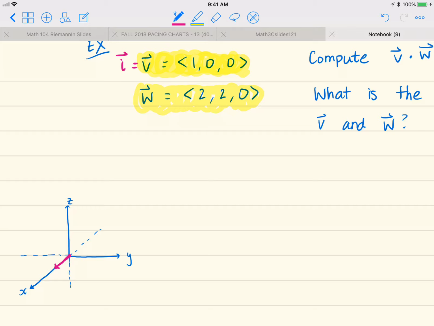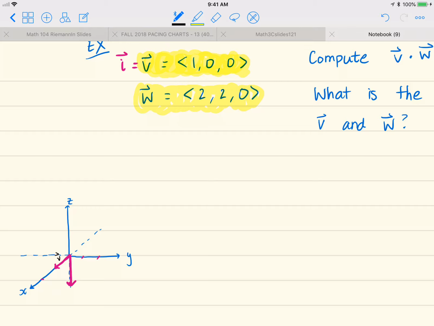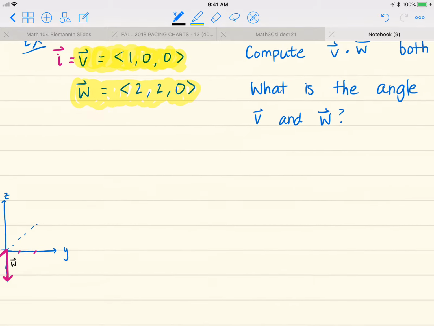And then for w, we are supposed to come 2 units forward, 2 units to the right. So I'm going to go 2 units to the right, and then 0 units up. Here we go, so that's my tip, and that is my tail to my tip. Okay, so I've got my vectors v and w. I'll label them: this is v, this is w. And I'm supposed to compute v dot w both ways.